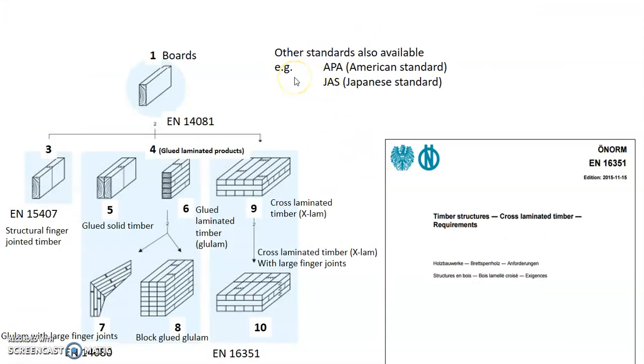Other areas that use timber quite a fair bit, in America for example, they have their own American standard, or in Japan, they have their own Japanese standard. So you have, for example, standards for boards, standards for structural finger joints, cross-laminated timber, block glue timber, Glulam, and so on and so forth. So with the coming out of all these standards, at least we can be sure that the materials are of a certain consistency and quality.